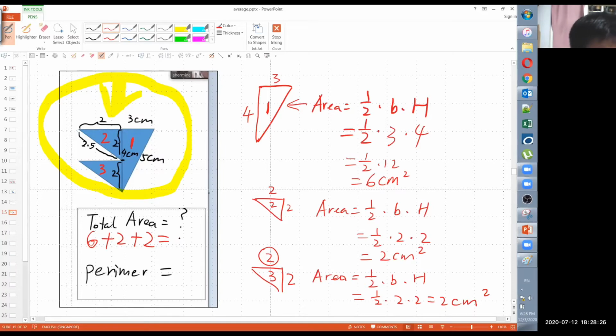Hey, you are not supposed to use a calculator. Come on, this is too simple. 10. Very good. What is the unit? cm squared. This is the way to solve.